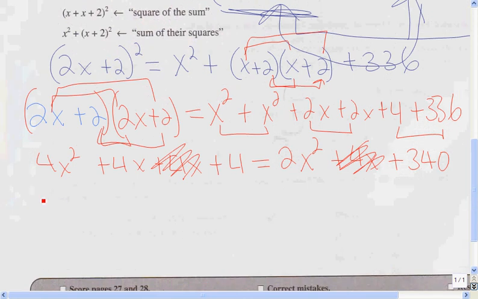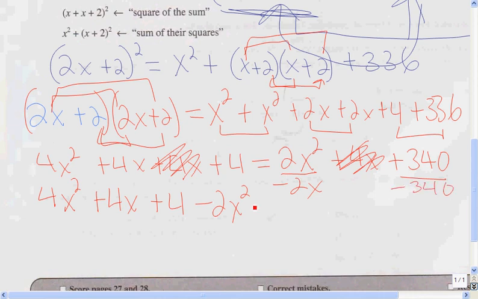So now what I have is 4x squared plus 4x plus 4, and I'm going to move both of these to the left side. I'm going to transpose them by subtracting 2x squared from both sides. And I'm going to subtract 340 from both sides, minus 340. So now what I get on this side is 0.